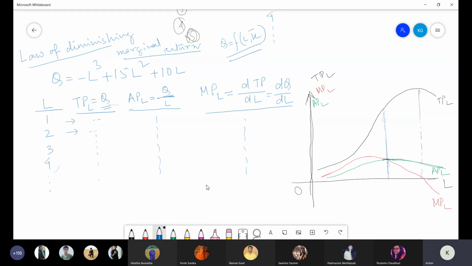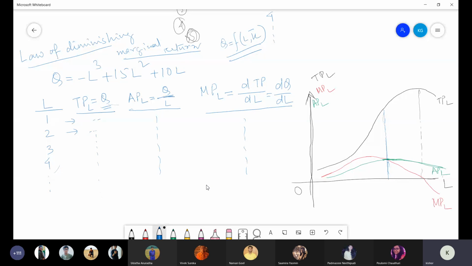So in this case, what is happening? When more and more units of a variable input are added to a certain amount of fixed input, the output will initially increase at an increasing rate, then at a constant rate, then at a decreasing rate. And finally, even in an extreme case, your output may decrease. Total product with respect to labor means Q, output. So in an extreme case, that possibility may be there, that it may decrease also.